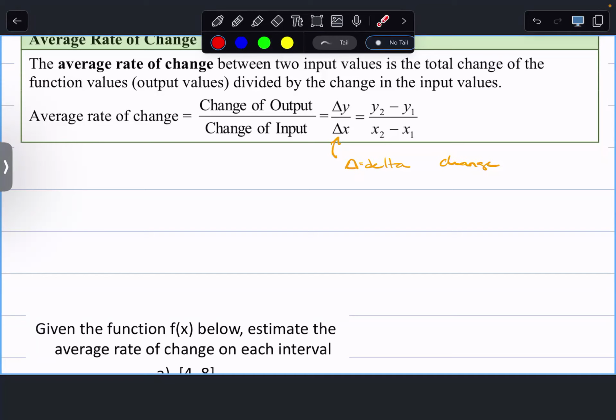And so delta, which means change. So the change in y over the change in x, this is starting to sound a lot like rise over run.